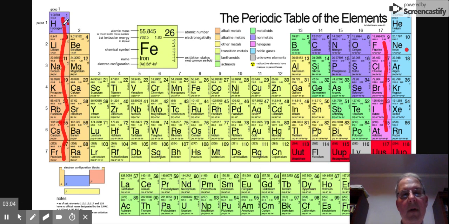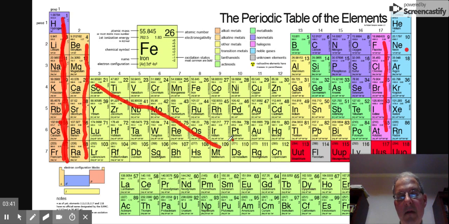This first column is called alkali metals, and like I said, they're extremely reactive. They all have one electron in their outer shell. The second column, or group, is called alkaline earth metals. Each one, beryllium, magnesium, calcium, strontium, barium, and radium, all have 2 electrons in their outer shell.